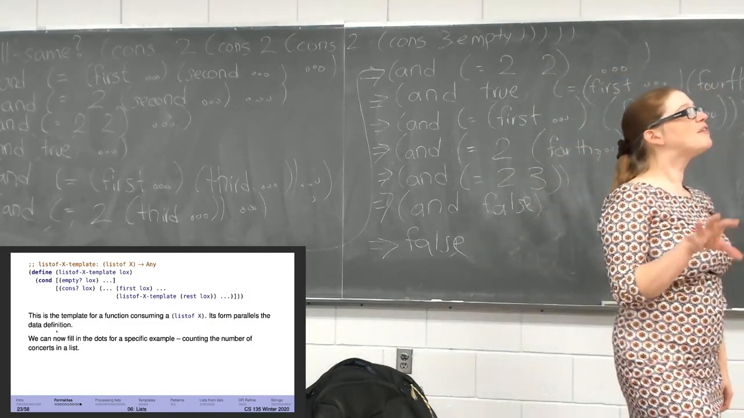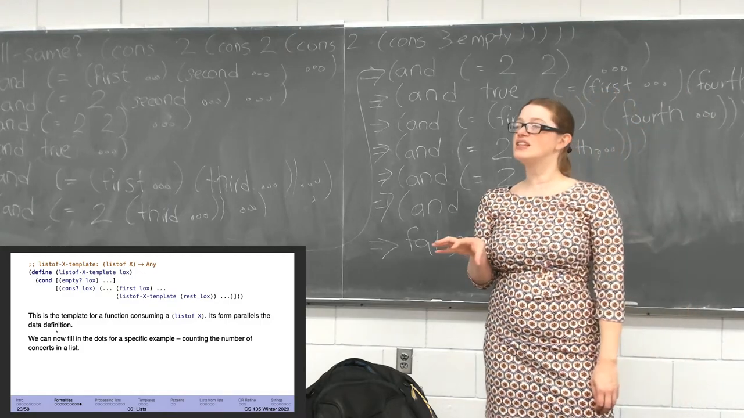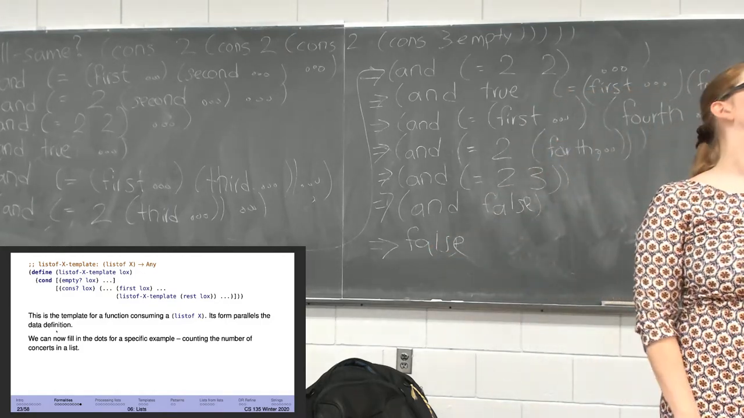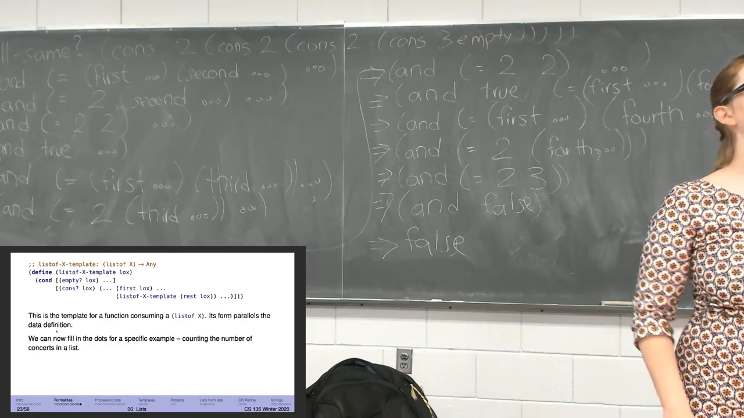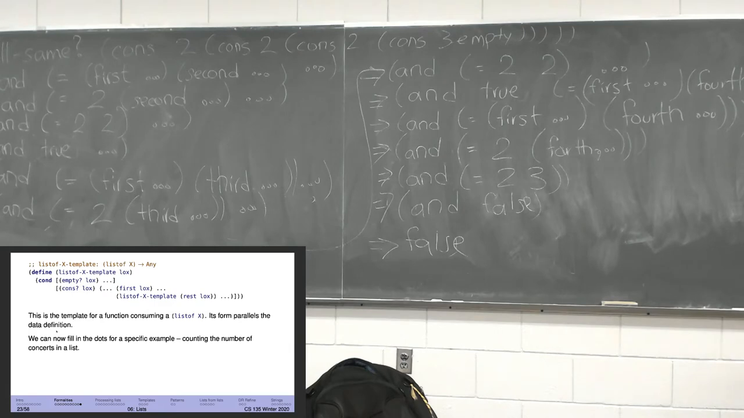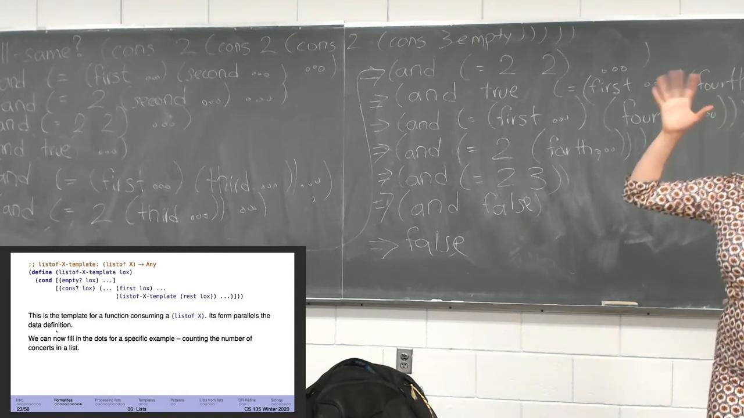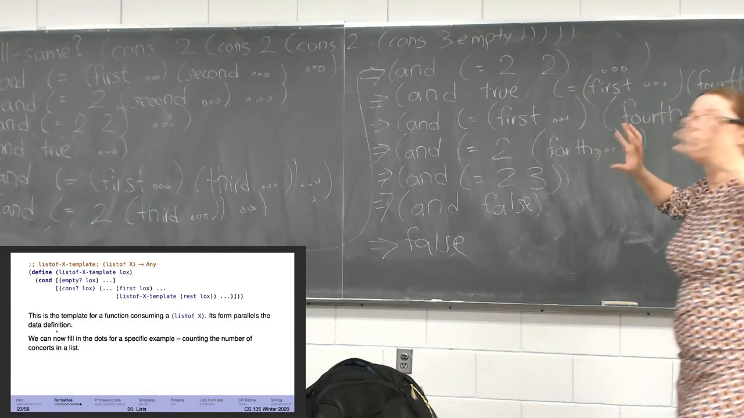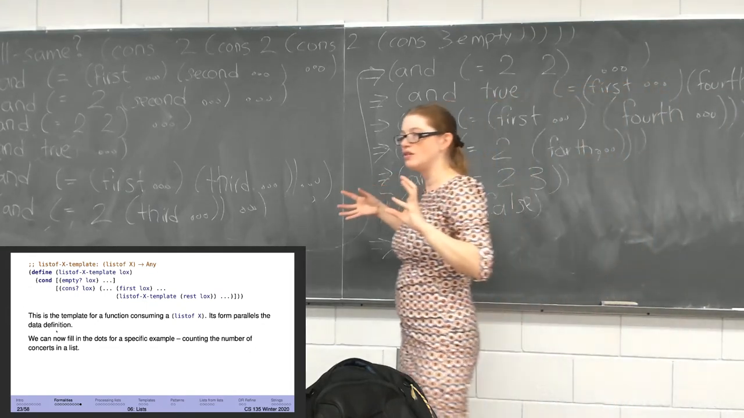Well, presumably, if I'm doing something with the elements of the list, then whatever I do to the first element of the list, I probably want to apply the same thing to the remaining elements of the list. So I call the template function, and I pass it the rest of the list. And the dot, dot, dots are the whatever we are doing to the first of the list and combining it with whatever we do to the rest of the list.